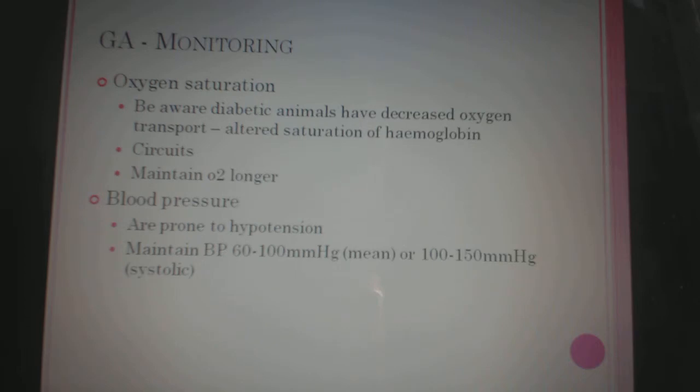When we're monitoring a diabetic patient, just be very aware of the oxygen saturation. Diabetic animals actually have decreased oxygen transport. The haemoglobin doesn't carry as much oxygen as a non-diabetic animal. So therefore, what you want to be aware of is two things. First thing, making sure you select the correct circuit and making sure you get a high enough fresh gas flow rate for that appropriate circuit so that you're ensuring these animals have ample oxygen delivered at all times.